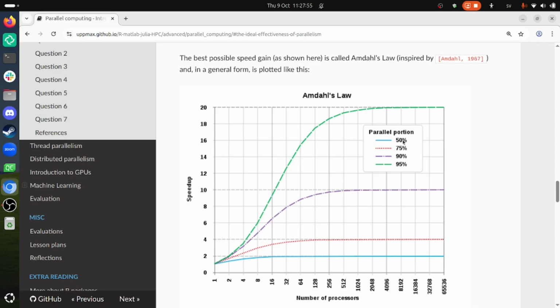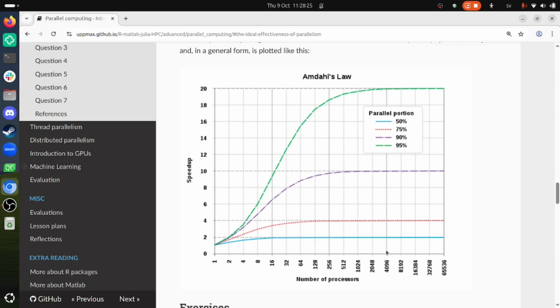But what is important to note is the parallel portion. So not all parts of the program can be run in parallel. So let's assume that half of the program can be run in parallel. That means that's the blue line. It means if we have 16 processors or more, the program will never be more than twice as fast. And this was the insight by the original paper by Amdahl. And if you have 95% of the code that can be run in parallel, you can have 20 times speed up maximally. But also notice how long it takes to get there.